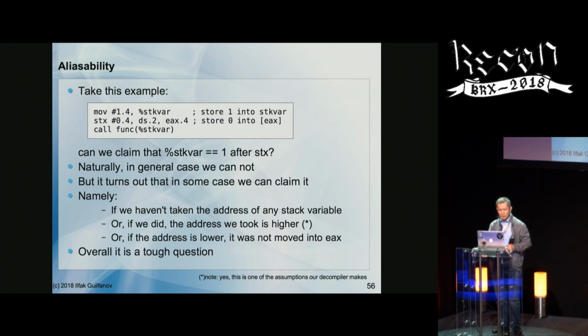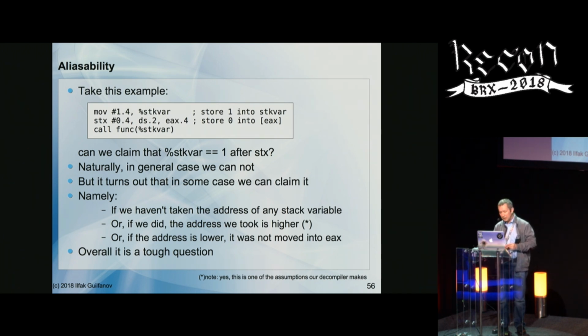Another place where the decompiler has to make some guesses. In the following example, we move number 1 into a stack variable, then we store 0 to the memory location pointed to by EAX, and then we call a function using our stack variable. Can we claim that at the call the stack variable is equal to 1 or not? No, we cannot claim that. We don't know, because the second instruction, the indirect store, could overwrite the value 1 in the stack variable.